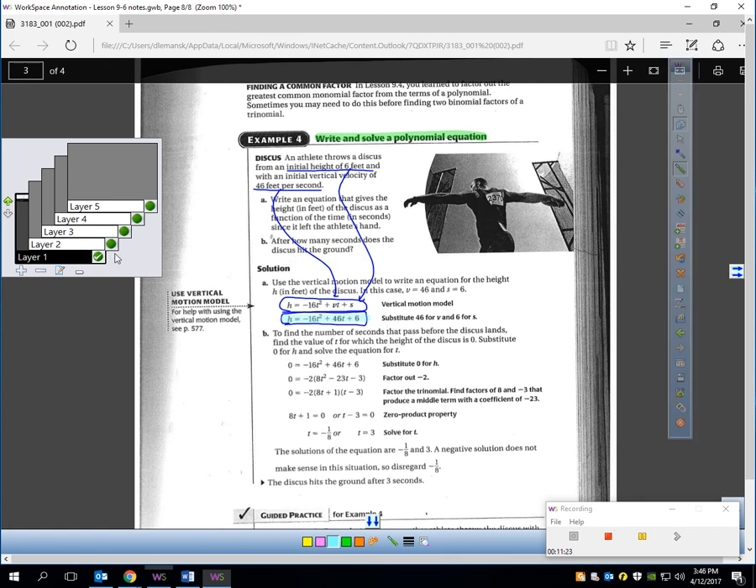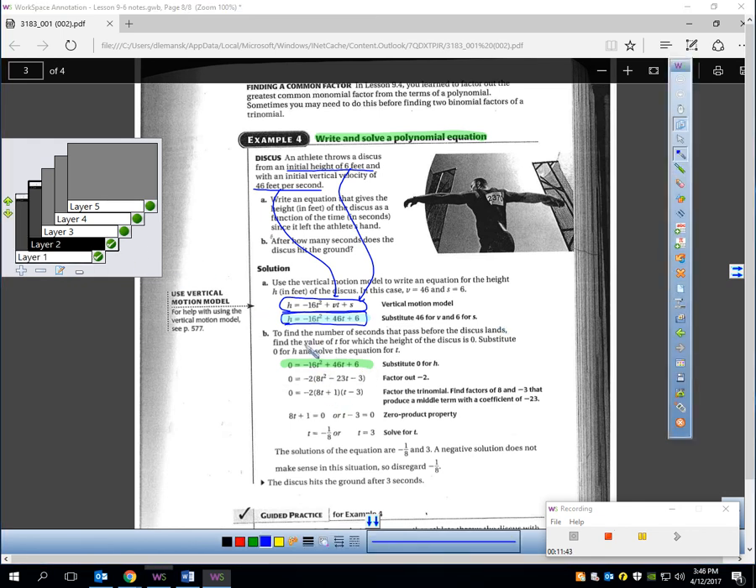That's part B. Well, let me think. The discus hits the ground when its height's back at 0. So you notice they went ahead and they wrote an equation. They replaced h with 0. I have to solve this. So first of all, I got to factor. You notice how the a value isn't 0. I got to use the Brooklyn method.